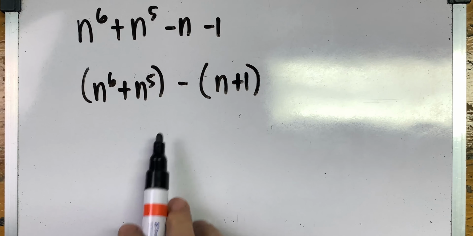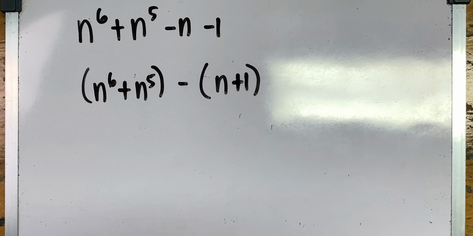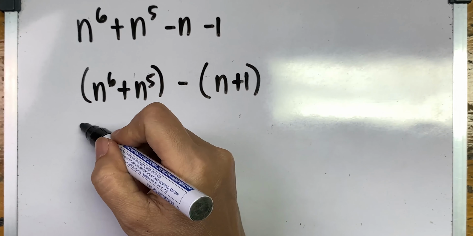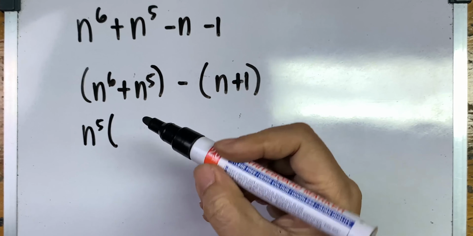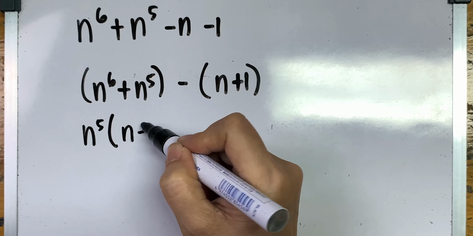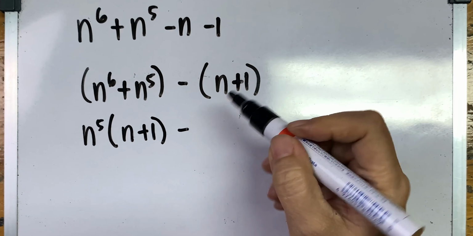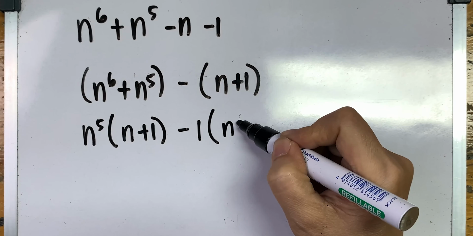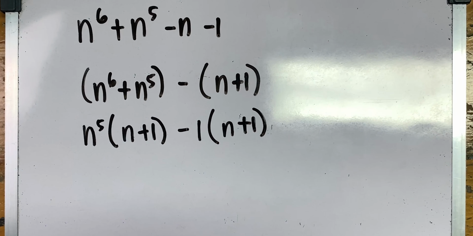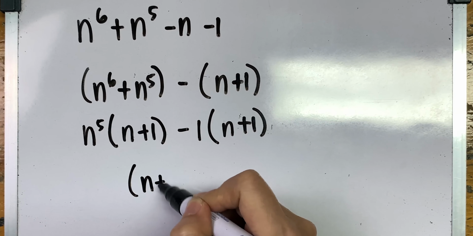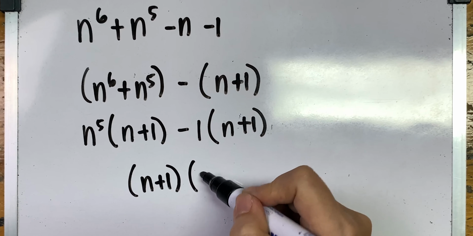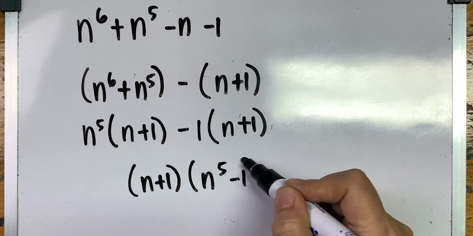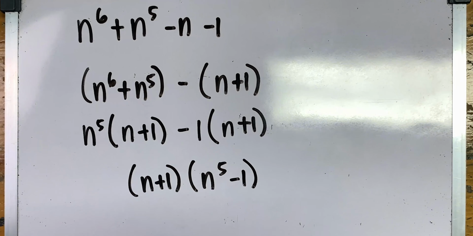Now, sa first group, tignan natin kung ano yung GCF. Okay, ang GCF natin is n to the 5th power. So, anong naiiwan will be n plus 1. Now, dito wala siyang GCF, so we'll just put 1 there. And then, just copy n plus 1. Okay. Mapapansin mo, meron siyang common binomial factor, n plus 1. Okay, factor out natin yung n plus 1. At yung naiwan, lagay natin sa parenthesis, n to the 5th minus 1. So, ito yung factor ng given.